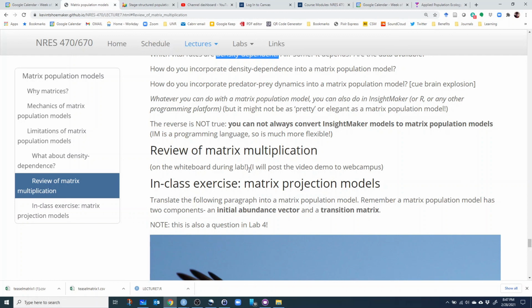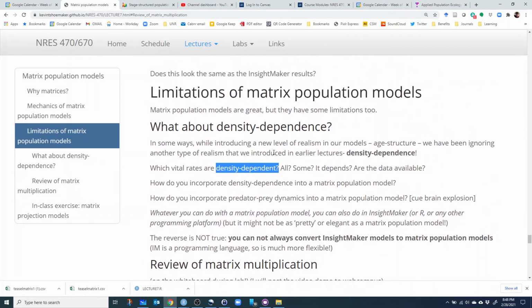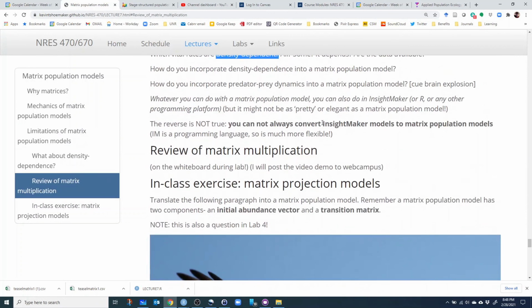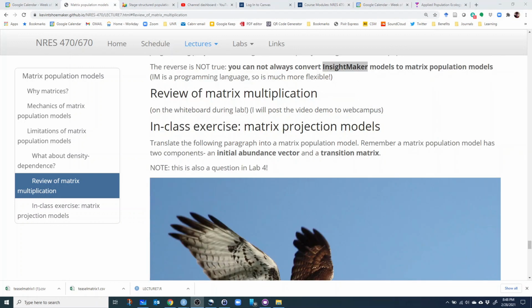I guess I would just end by saying that matrix multiplication makes our life easier, but we shouldn't think of it as the be-all and end-all. Knowing how to do computer programming in tools like R and InsightMaker really is more powerful and flexible than just relying wholly on a matrix population model approach.